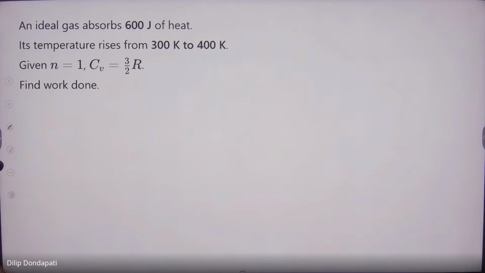Next, do this. An ideal gas absorbs this much heat. Its temperature increases from this much to this much. And Cv is given as 3/2 R. N equals 1, and it is asking for the work done. It is required in terms of R, that's it.